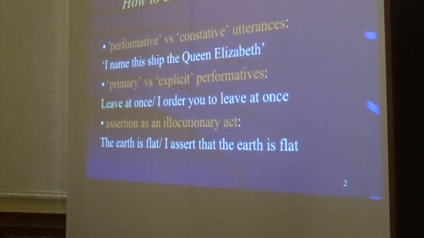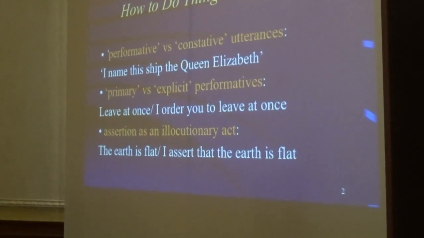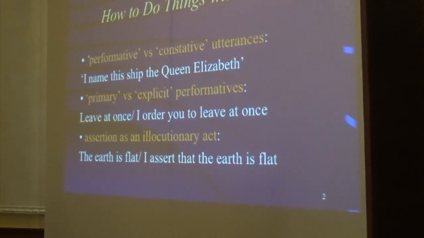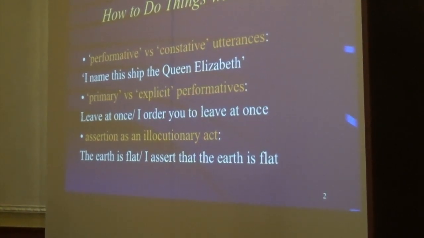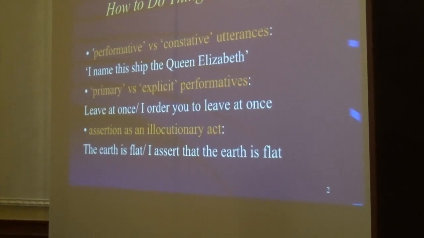So an example of a performative utterance is something like, I hereby name this ship the Queen Elizabeth, in a certain context in which there is this guy holding a champagne bottle in front of a ship and smashing the bottle against the hull of the ship and saying those words. And what Austin said was that when you do that, you're not stating a fact, you're actually doing something. You're actually naming the ship.